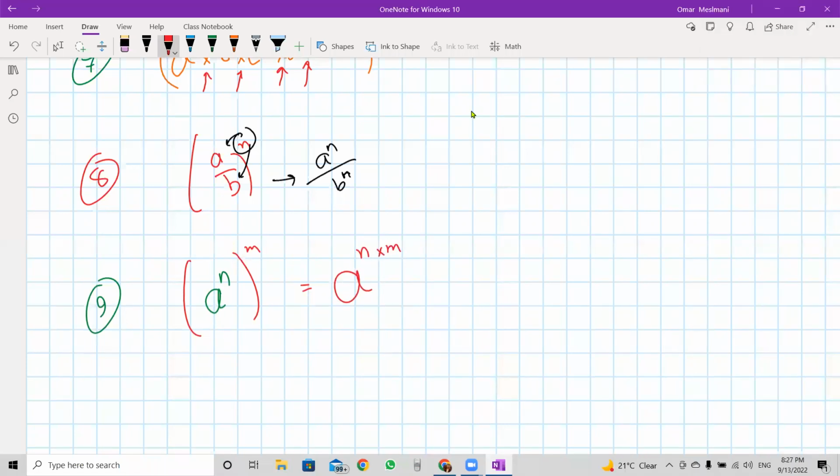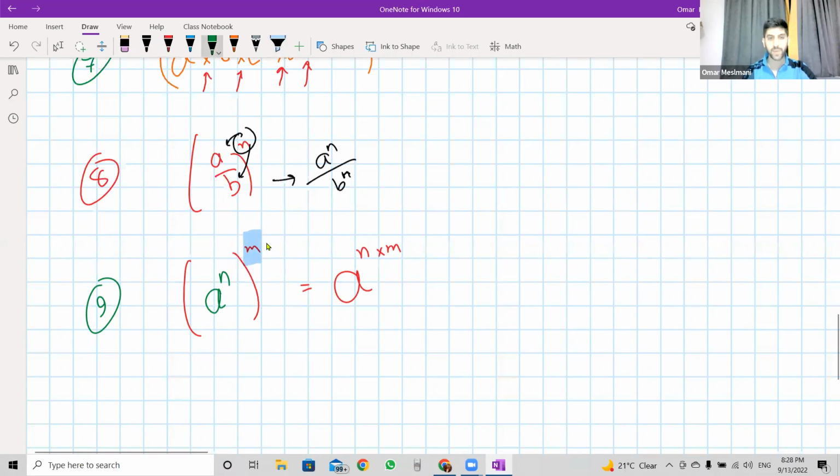But so it's basically a to the power of n to the power of m. That's why we multiply. But listen, the brackets are so important. You have to understand that the power m is a power for all of a power n. Because if I don't have brackets, let's take an example.